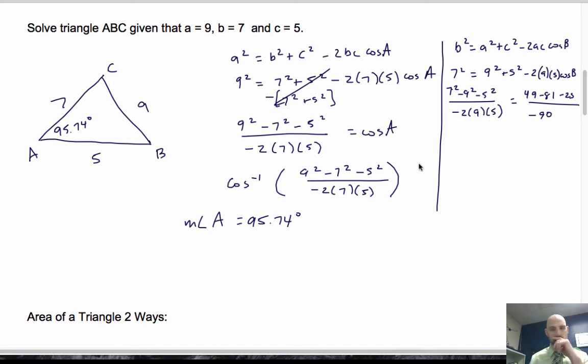And what you get is 57 divided by 90, and that's equal to the cosine of B. So what you can do is just take the inverse cosine of 57 divided by 90.